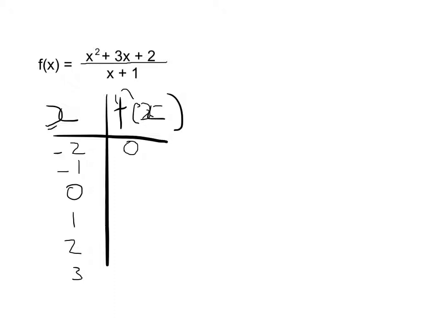Right? We're going to skip -1 for the second. We'll come back to that in a second. We'll put 0 in there. That becomes 2 over 1, which is 2. We put 1 in here. That becomes 1 plus 3, which is 4, plus 2 is 6 over 2, which is 3.